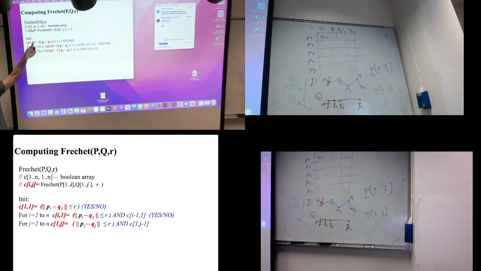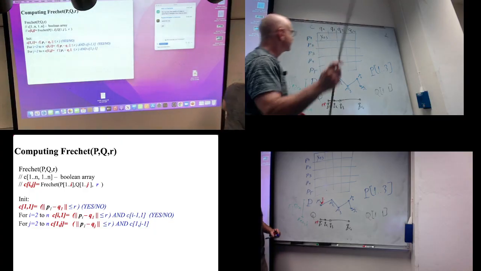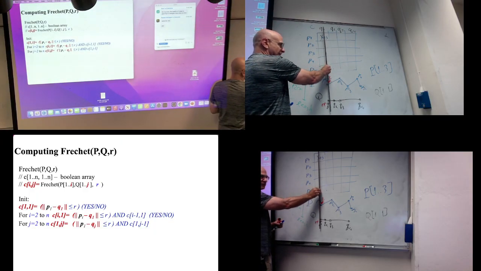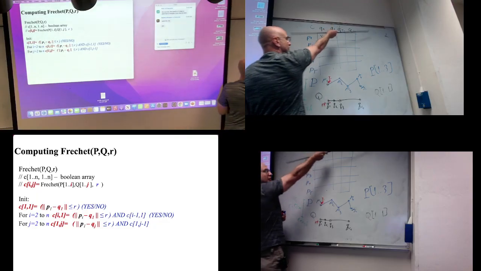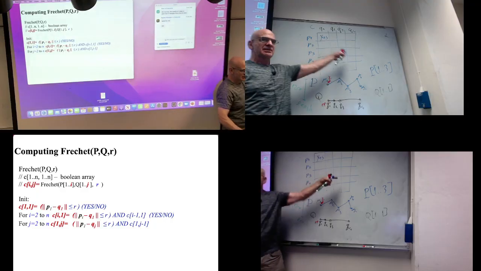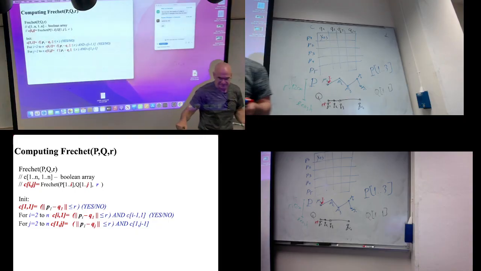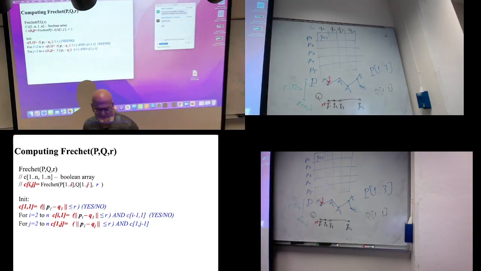Let's check it. C11 during the initialization step. How did we initialize LCS, LED, standard dynamic time warping? We first filled all the cells at the leftmost column. We filled all the cells at the top row, and then we did a raster scan for I going from 1 to n, for J going from 1 to n, filling out all the rest of the cells. That's exactly what we are doing now.